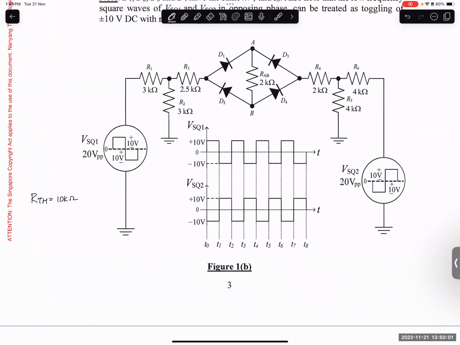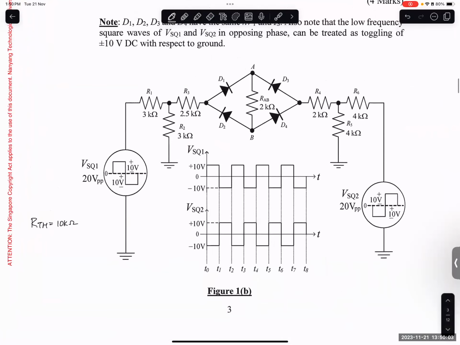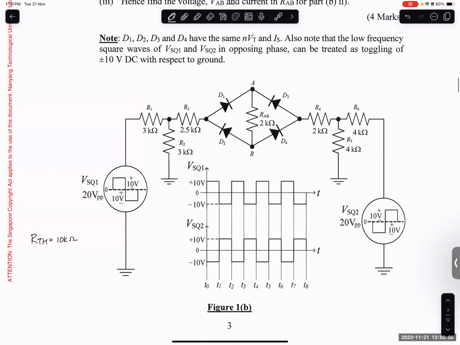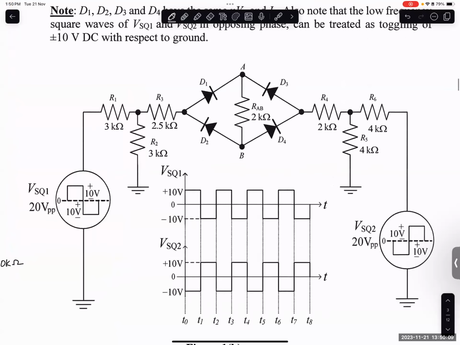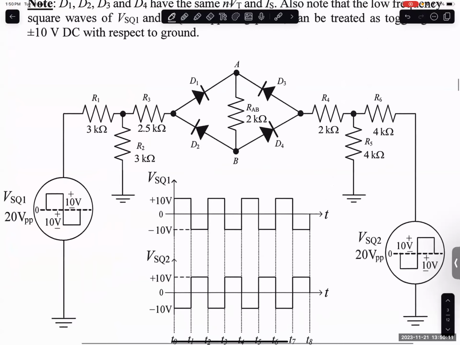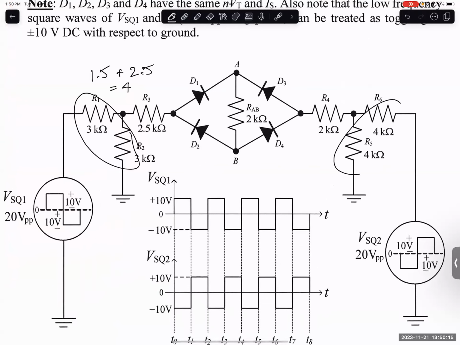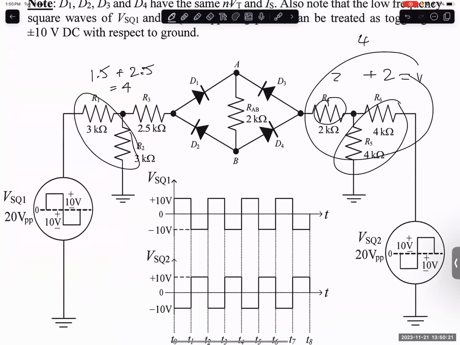Okay, so I'll go through this for the sake of people who are watching this. So these two combined together become 1.5 kilo ohm. And then 1.5 plus 2.5 equals 4, right? Here is 4 and 4 become 2. 2 plus 2, which is here, equals 4. So here is actually 4 kilo ohm. Here also 4 kilo ohm.